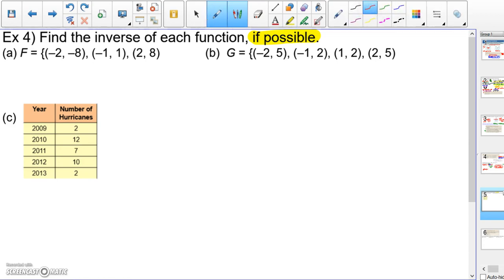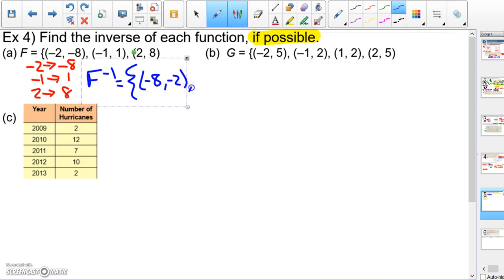So if I look at this first one, f, see how negative 2 goes to negative 8, and negative 1 goes to 1, and 2 goes to 8. Is that one-to-one? That's one-to-one. So that means it's going to have an inverse. Okay, if it's one-to-one, it's going to have an inverse. So I can find f inverse. And that's really easy to do. All you do is switch x and y. Negative 8, negative 2. And 1, negative 1, and 8, 2.